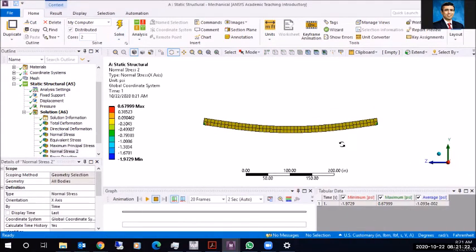you look at this, we're pretty much looking at a 0 here compared to the normal stress in the x-axis, where we were looking at 68 psi.